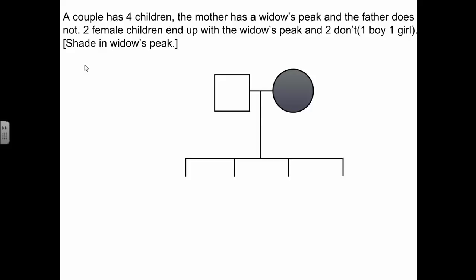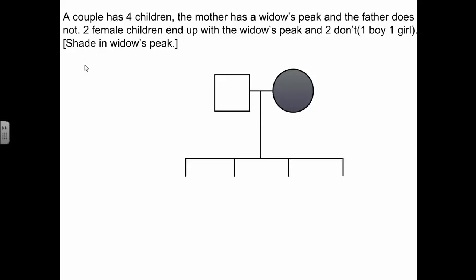What symbol should we give her, Karen? Shaded circle. She's a woman, so it's a circle. She has this trait, this widow's peak, so we shaded it. The father does not. What symbol are we going to use for the father in this situation? Sam? Unshaded square. An unshaded square. All right, they have how many children? 4 children. So you need to draw a line down and then a spot for each child. Do you have a question, Karen? No, not necessarily. Sometimes they're in the other way.